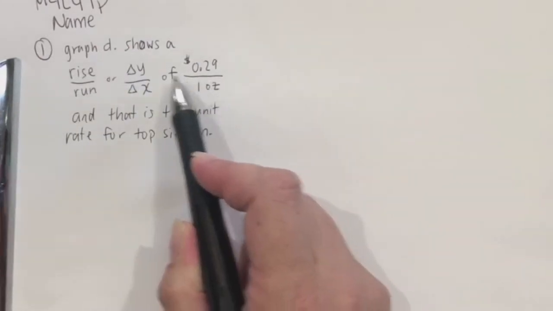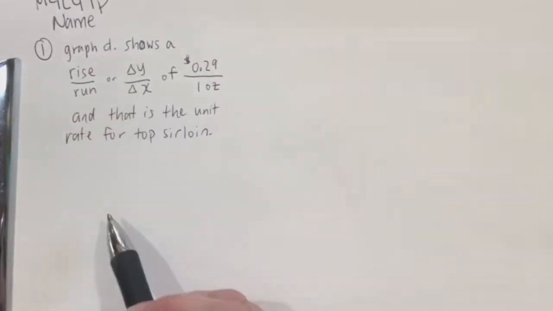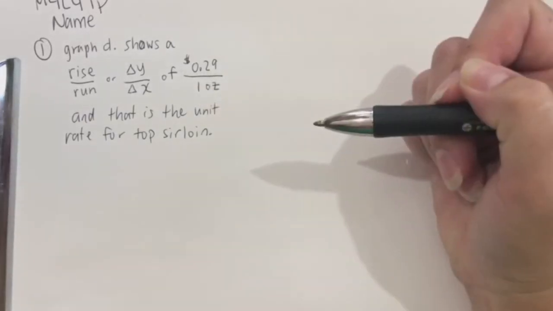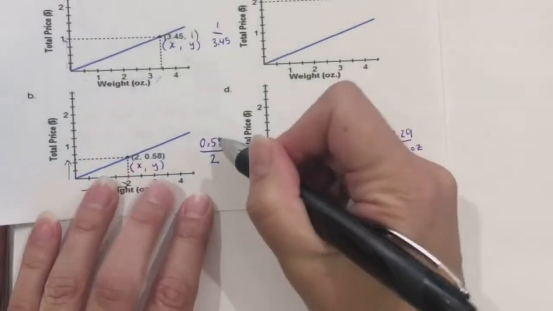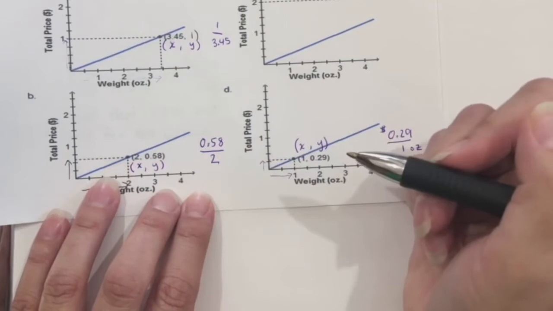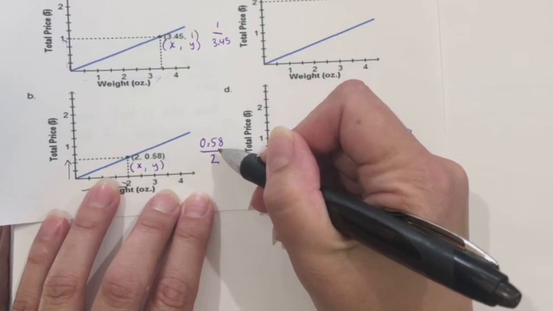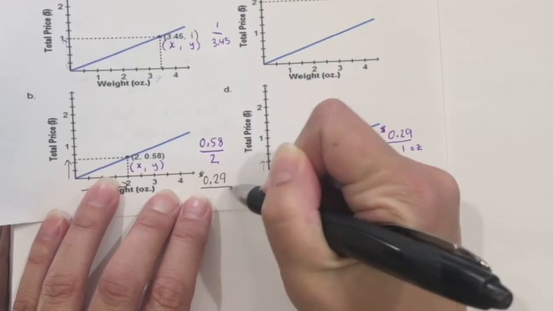Okay, so we are answering the question, it's graph D, and then we're showing how we figured that out, that we found the rise over run, the change in Y over the change in X, how far up it went divided by how far over, and that gave us the unit rate. This is already simplified because there's a 1 at the bottom. If we were doing this one, we'd have to simplify it, so 58 cents divided by 2, well, 25 is half of 50, and another 4 would be $29 per 1.